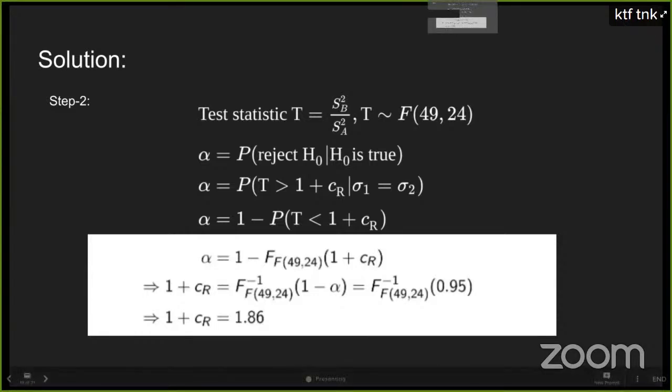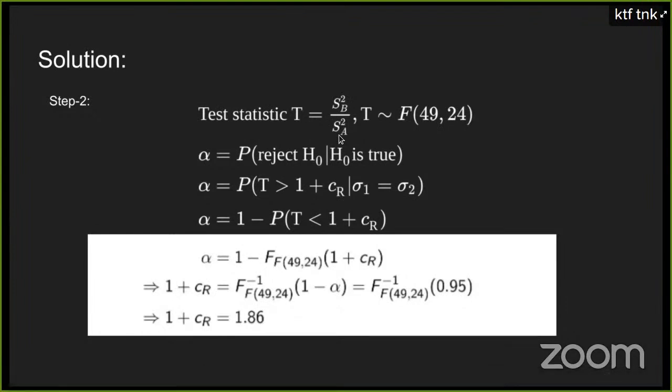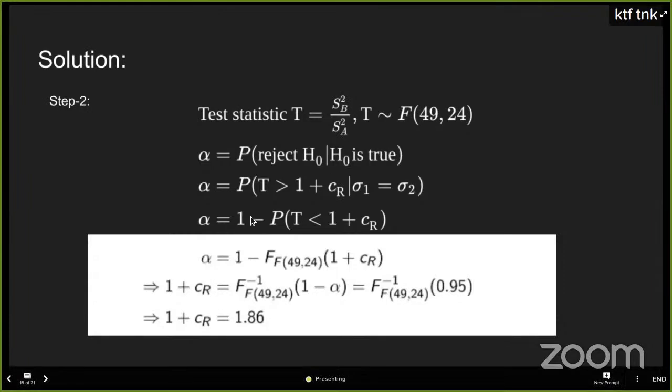The only thing is this SB square upon S square will become S square by SB square, but then the test will be less than 1, so the test will be different, and you will use 1 minus CL. You are not going to use the 1 minus probability; it will be directly 1 minus CL equal to this one.